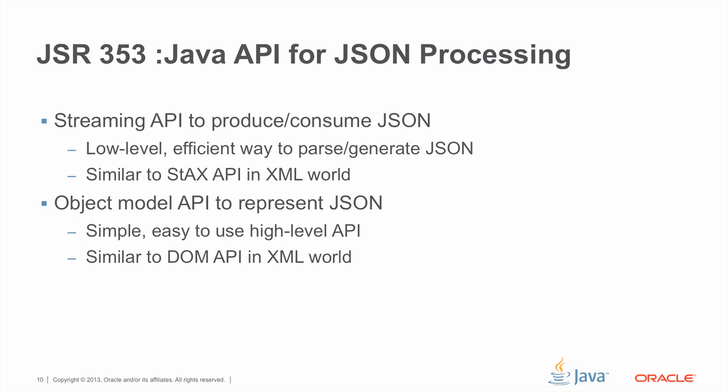The streaming API is a low-level API to produce and consume JSON, but it is a very efficient way to parse and generate JSON. It is much similar to the StAX API in the XML world. On the other hand, the object model API is a high-level API. It's much easier to use, and some people call this object model API a tree API, as you can build the complete JSON in memory. It's much similar to the DOM API in the XML world.